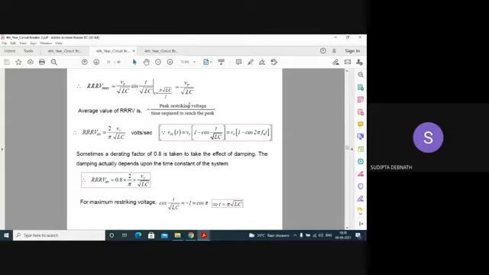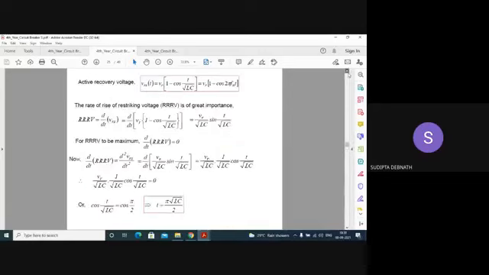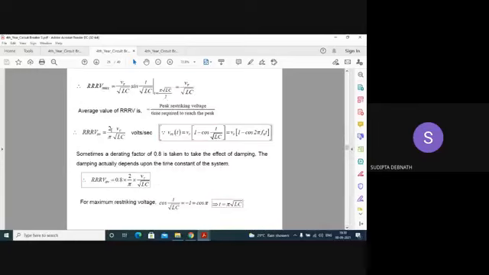So what is the average value of the rate of rise of restriking voltage? Average value is calculated as peak value divided by the time taken to reach the peak value. Now the peak value, you know, is almost twice the VR. So twice VR divided by the time taken. No, not twice VR. The active recovery voltage is taken as VR, and the time taken is pi root LC by 2.